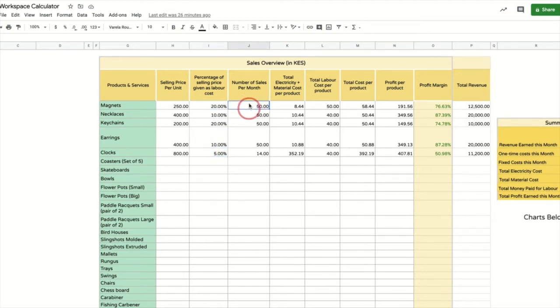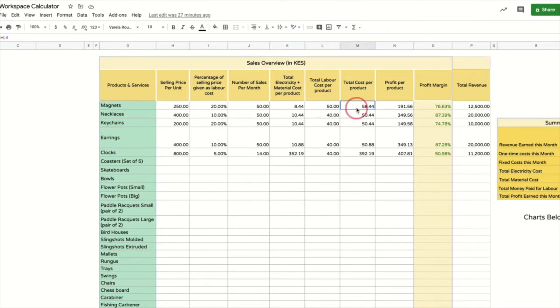Then we have the number of sales per month. So this tells us we sold 50 magnets in January, let's say. We use the total electricity and material cost from the sales sheet before. We use the total labor cost as 20% of 250 shillings, which is 50 shillings. So 10% of 400 shillings is 40 shillings. That's how we calculate the labor cost per product.